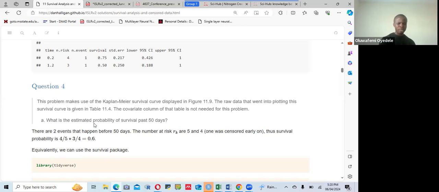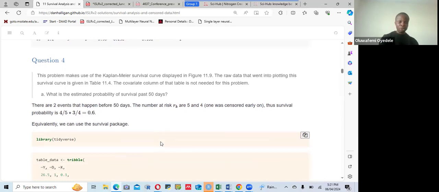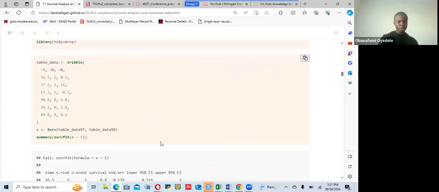So A, they say, what is the estimated probability of survival past 50 days? Okay, so here we see that there are two events that happen before 50 days. For the first event, the numbers at risk, which is RK, are 5 and 4. One was censored early on. So the survival probability is going to be 4 divided by 5 times 3 divided by 4, so the survival probability is 0.6.